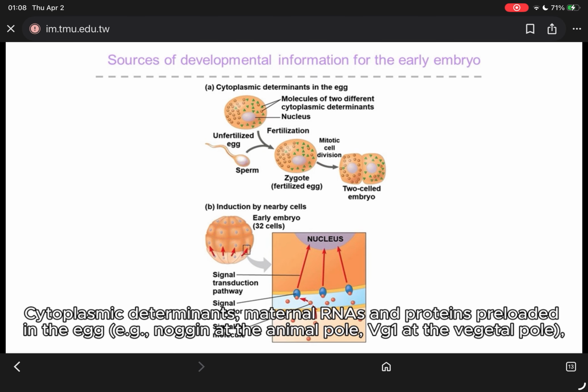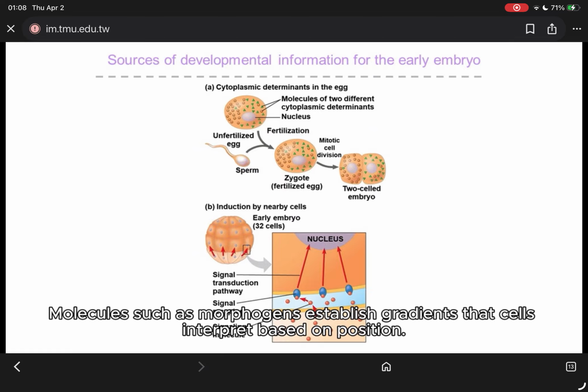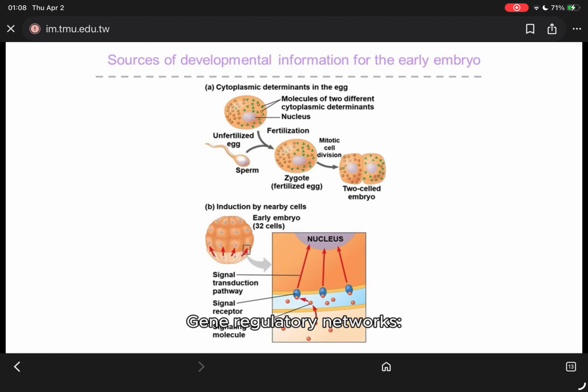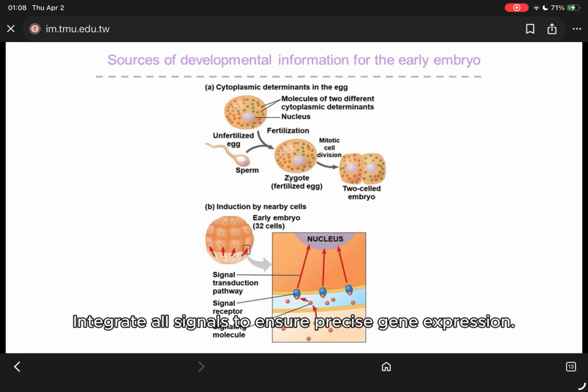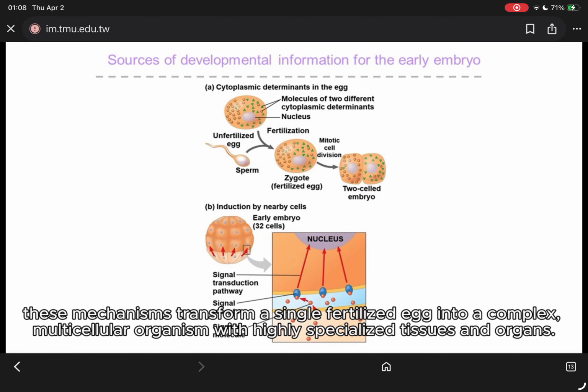Cytoplasmic determinants, maternal RNAs and proteins preloaded in the egg, e.g. noggin at the animal pole, VG1 at the vegetal pole, giving cells inherited instructions. Intercellular signaling, molecules such as morphogens establish gradients that cells interpret based on position. Positional context, direct cell-to-cell interactions refine developmental choices. Gene regulatory networks, integrate all signals to ensure precise gene expression. Together, these mechanisms transform a single fertilized egg into a complex, multicellular organism with highly specialized tissues and organs.